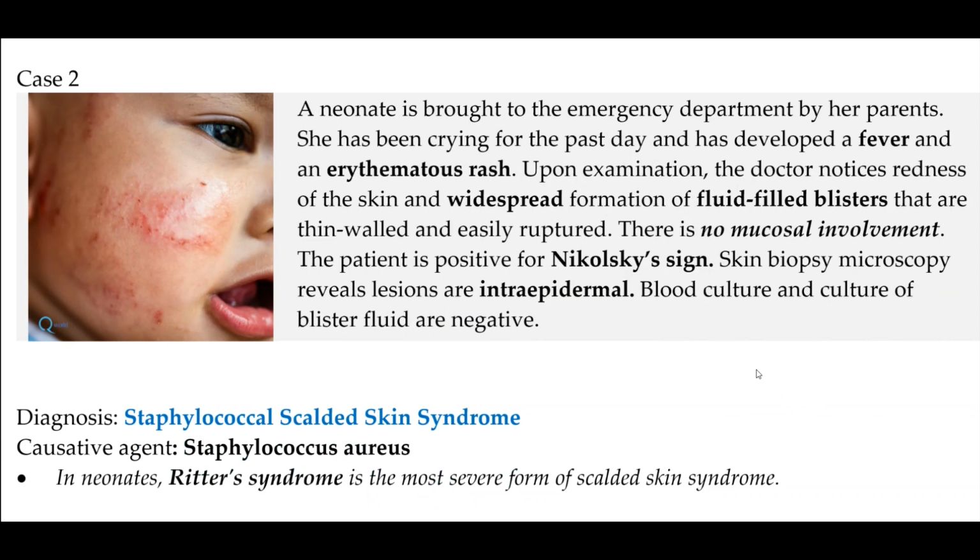So the diagnosis is Staphylococcal scalded skin syndrome, and the causative agent is Staphylococcus aureus. In neonates, Ritter's syndrome is the most severe form of scalded skin syndrome.